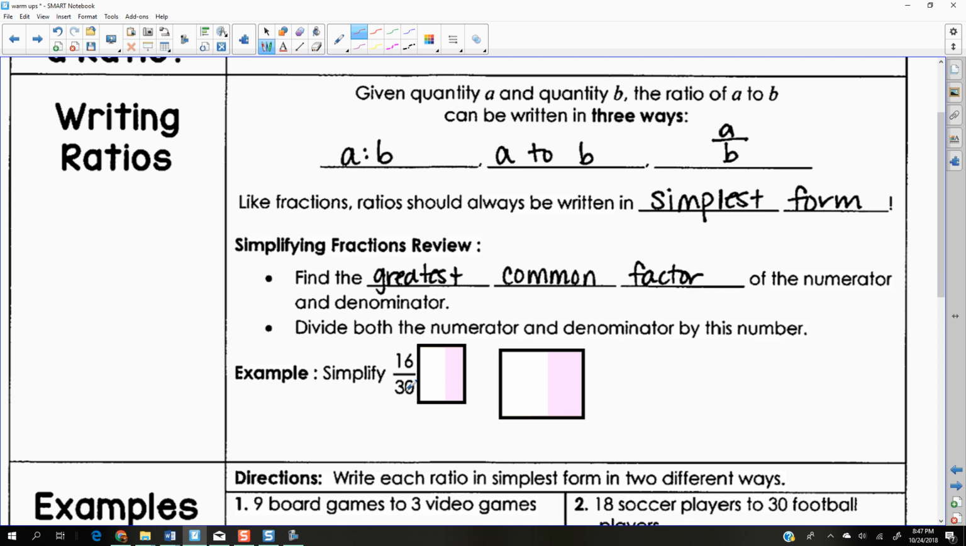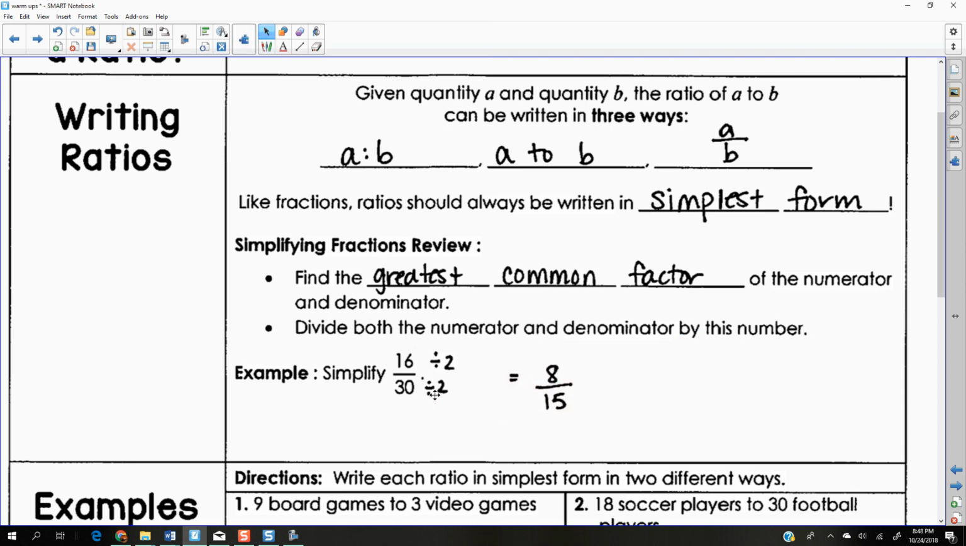Will 4 divide into 30? No. 8 will divide into 16. Will 8 divide into 30? No. 16 will divide into 16. Will 16 divide into 30? No. So the only option is 2. So we're going to divide both the numerator and the denominator by 2. And when we do that, 16 divided by 2 is 8, and 30 divided by 2 is 15, and we know that this is reduced to simplest form, okay? Because there is no other number that will divide into 8 and 15 other than 1.